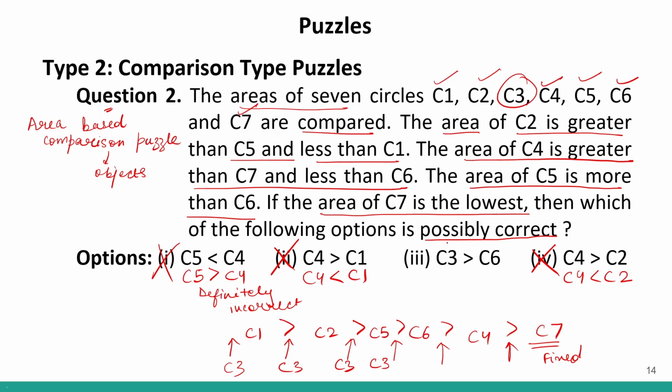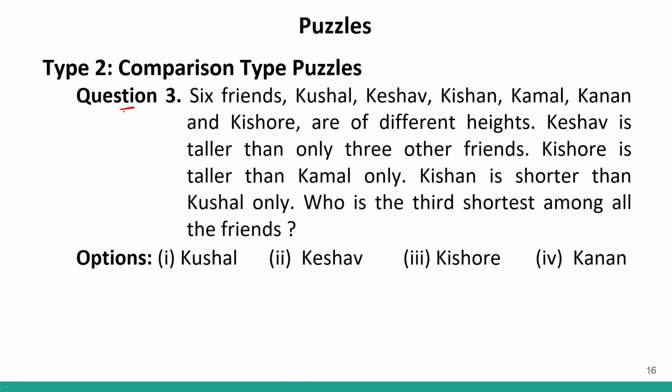We have to identify which is possibly correct. So this is a possibility. It is not definitely correct, but it can be correct. Therefore, option number 3, C3 is greater than C6, will be my answer. Clear? This will be my answer. Coming to question number 3.